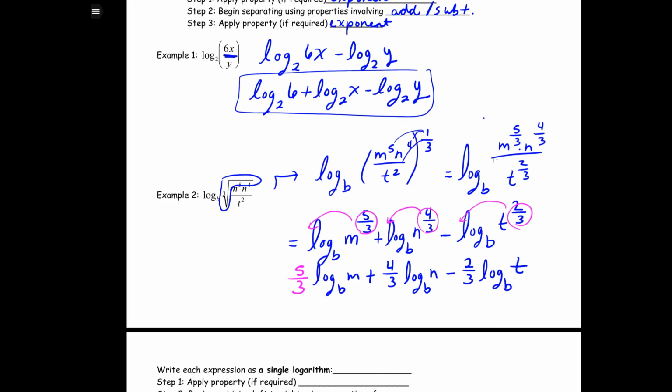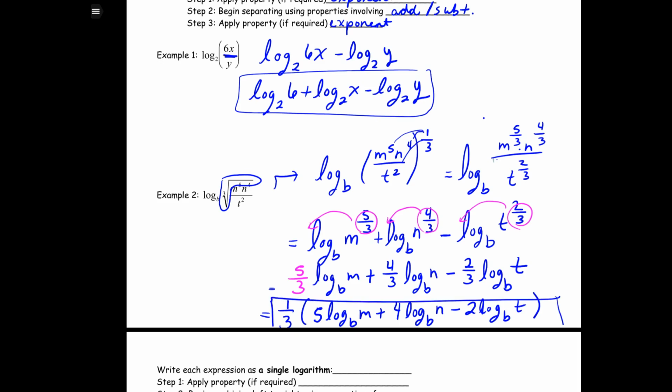And then is there any last thing we could do to simplify this? Do you guys see any GCF maybe we could take out? The 1/3, right? So we could divide out the 1/3, and that would be 5 times log base b of m plus 4 log base b of n minus 2 log base b of t. And that would be our final answer expanded. I can't do any more to that, to expand it more. Any questions on that?